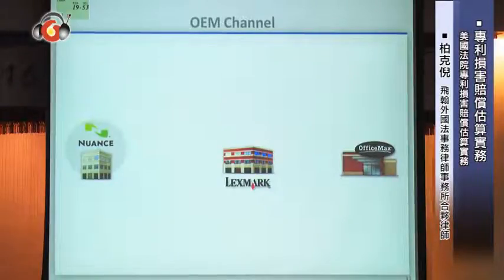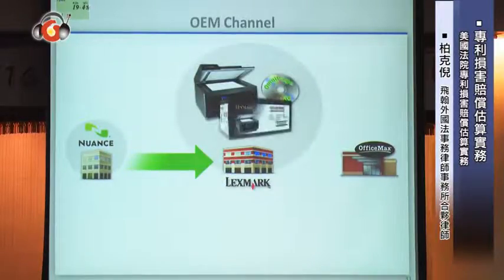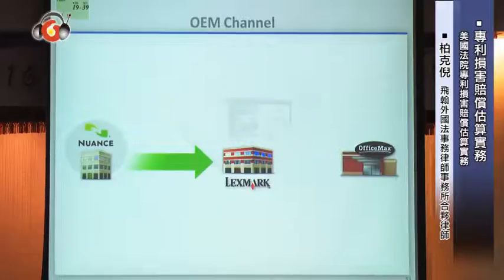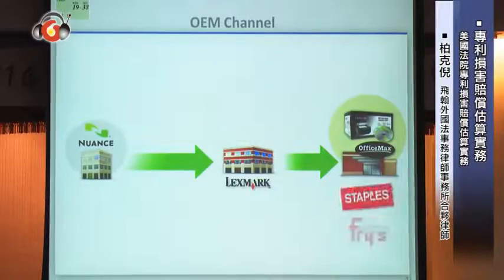So how does this channel work? How are the sales actually made? Well, Nuance provides a copy of its software on a disk to Lexmark. Lexmark then takes that disk and puts it in the box with the printers that are going to be sold at retail, so that when the customer sees the Lexmark printer on the shelf at the store, they see not only that it can scan and print and fax, but they also see that there's Nuance OCR software inside the box, so they don't have to go out and buy a separate copy of the software. They can get it all in one box.